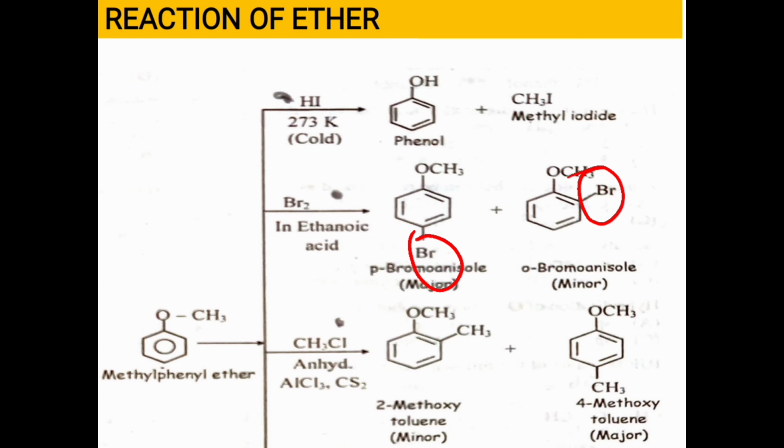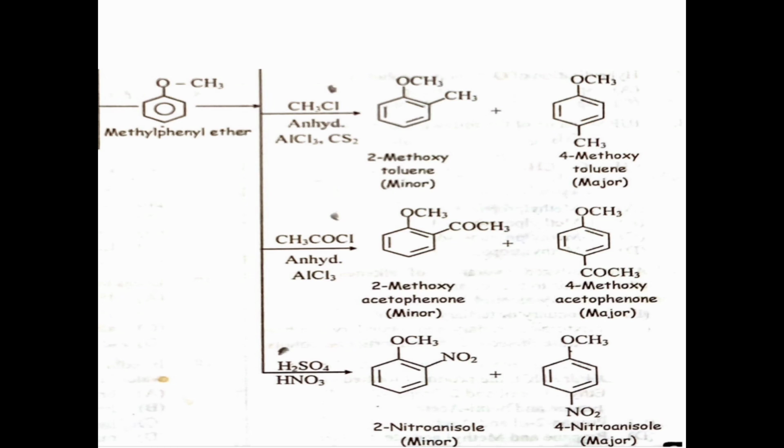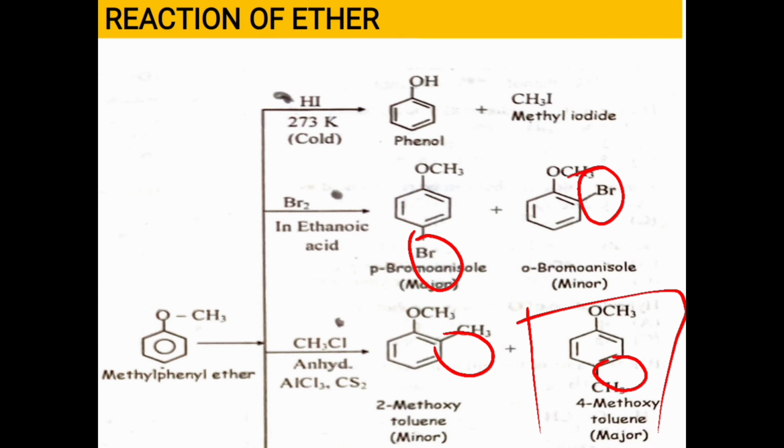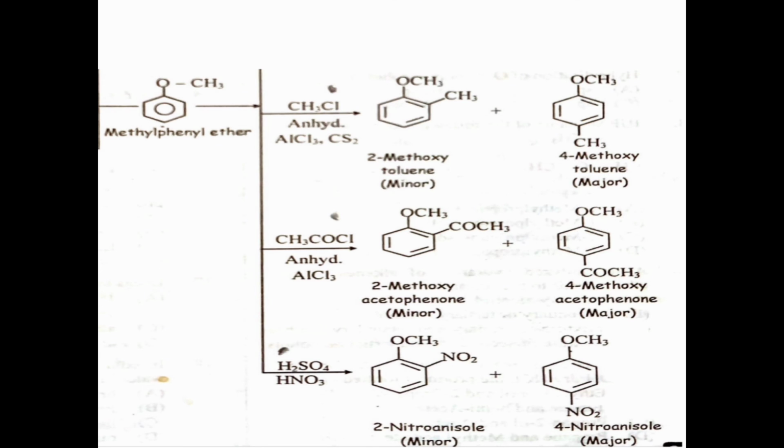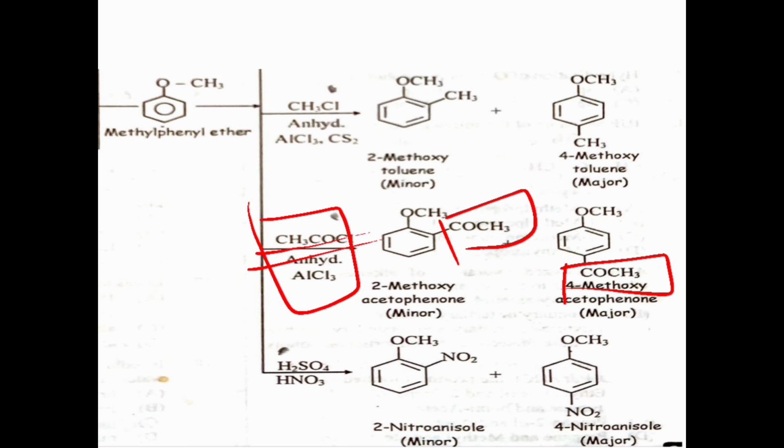Now when methyl phenyl ether reacts with CH3Cl, this is a Friedel-Crafts alkylation reaction, with anhydrous AlCl3. CH3 will get attached to the ortho and the para position, and the major will be the para one. Next, the ether will react with CH3C double bond OCl. This is Friedel-Crafts acylation, and the previous one was Friedel-Crafts alkylation. There is a small change. CH3Cl with anhydrous AlCl3 is the Friedel-Crafts alkylation reaction, and CH3COCl, that is this product, with anhydrous AlCl3 is the Friedel-Crafts acylation reaction, because of the acyl group present here. The same will attach one at ortho and another at para, and the major product will be the para product.